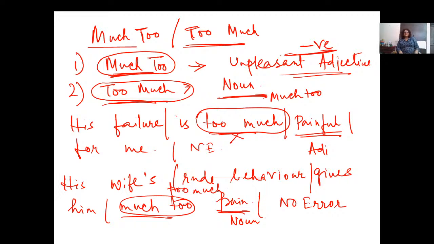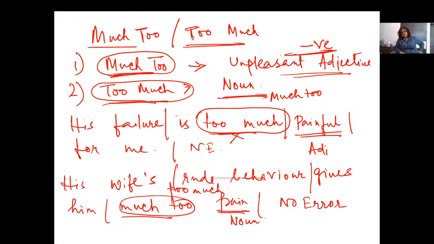So now the correct sentence will be, in the first sentence: His failure is much too painful for me. His failure is much too painful for me, or his wife's rude behavior gives him too much pain. Before a noun we take too much, and before an unpleasant adjective we take much too. That is the main differentiation between too much and much too.